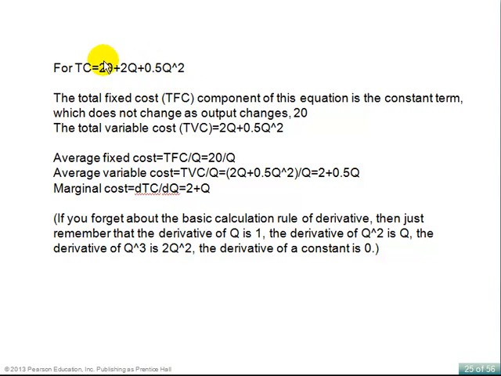Why? Because the derivative of the constant number 20 is 0, and the derivative of 2Q is 2. The derivative of 0.5Q squared is 0.5 times 2 times Q, so that is Q. Okay, if you forget the basic calculation rules of derivatives, then just remember this, that's all you need for this class. The derivative of Q is 1. The derivative of Q squared is 2Q. The derivative of Q cubed is 3 times Q squared. The derivative of a constant number is 0.